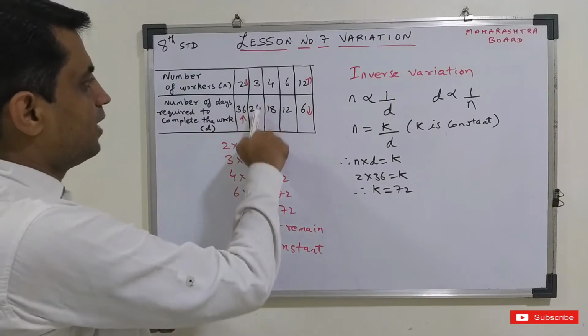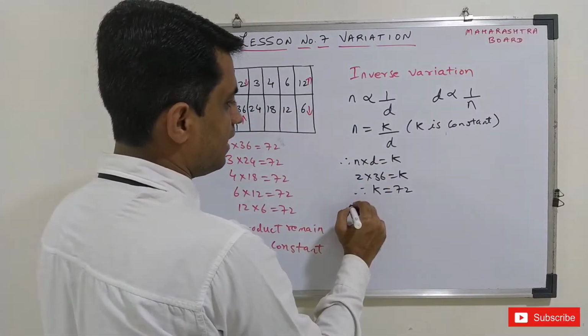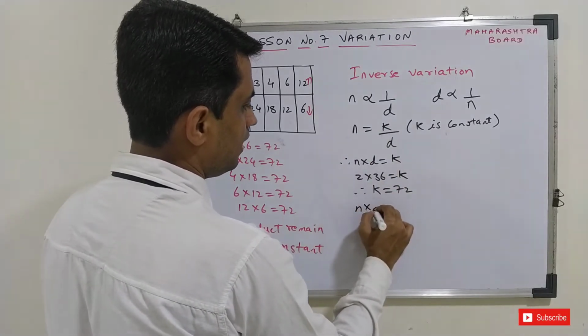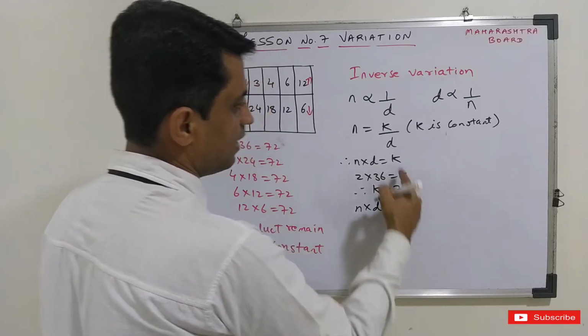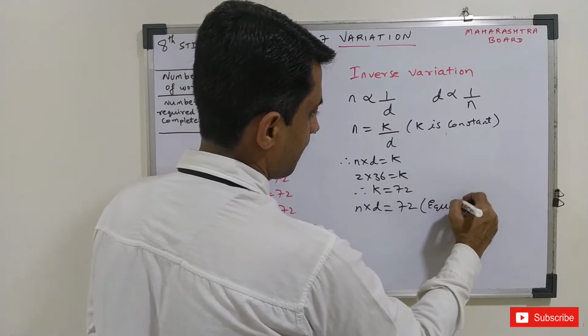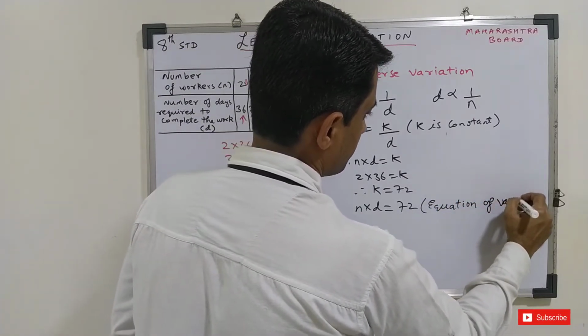So at any point of time you multiply to get 72. So k is constant. Now if you want to get an equation, the equation would be n into d is equal to, instead of k, what will we write? 72. This is called the equation of variation.